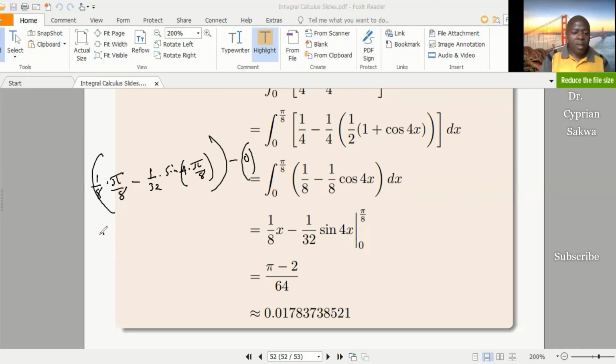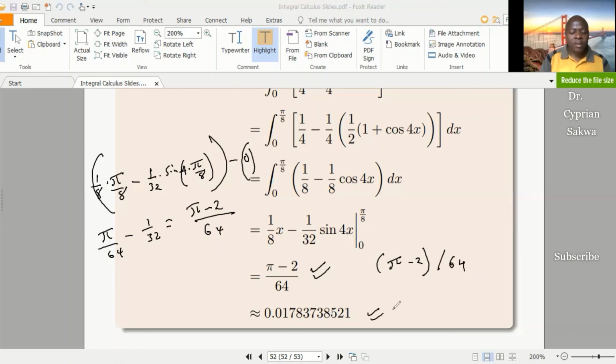What we have is pi over 64 minus 1 over 32. And the LCM is 64. And this will be pi minus 2 over 64. That's how I arrive at this. Or you may want to substitute pi with its equivalent. This pi is on your calculator. So with your calculator, just press pi. You can even open the brackets. Press pi, and then minus 2, close the brackets, then divide by 64. And that will give you this one.